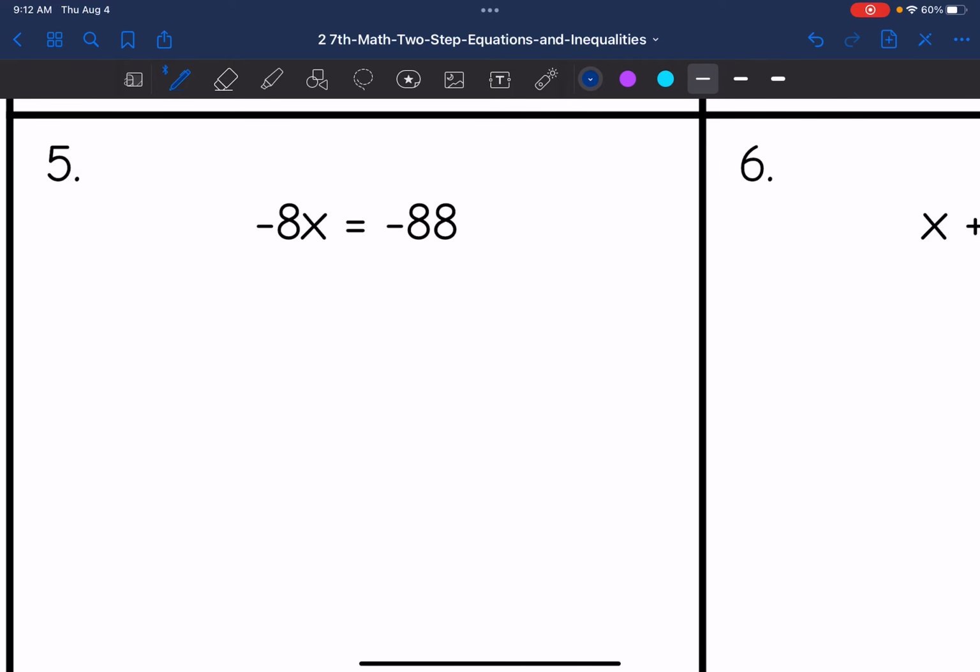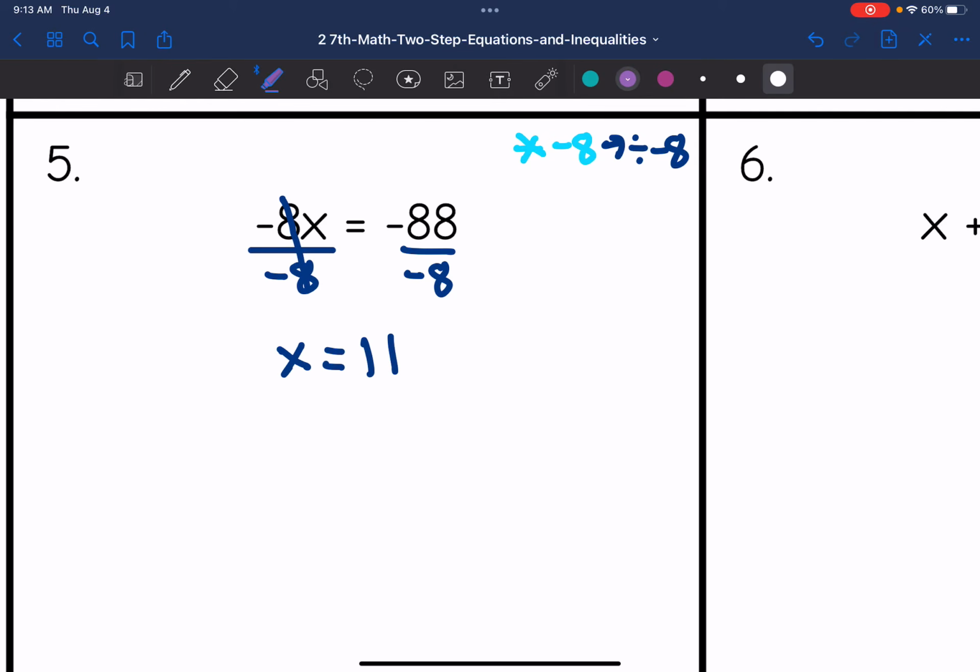All right, number 5, x is being multiplied by negative 8. And the opposite of multiplying by negative 8 is dividing by negative 8. So to get x by itself, I'm going to divide by negative 8, and whatever I do to one side, I need to do to the other. Negative 8 divided by negative 8 is 1. So now there's just one x. The x is isolated like I needed it to be. And then negative 88 divided by negative 8 is positive 11.